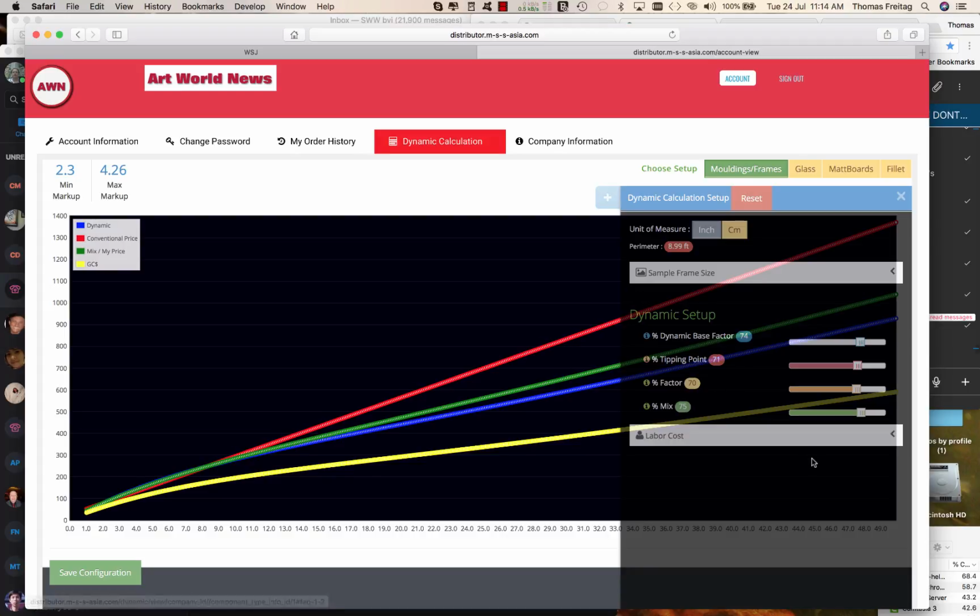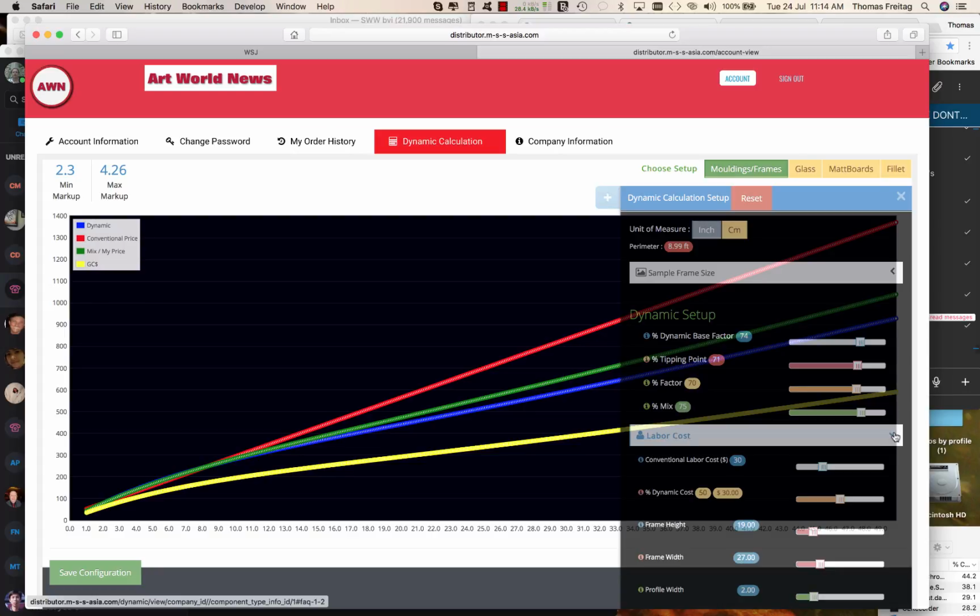Now we're coming to the labor cost. Labor cost is something we suggest you add for every frame you build. You might already have a certain amount of money which you use as labor cost. We put your labor cost, as a basic price for the work to build the frame and put the picture inside and things like that, at $30.